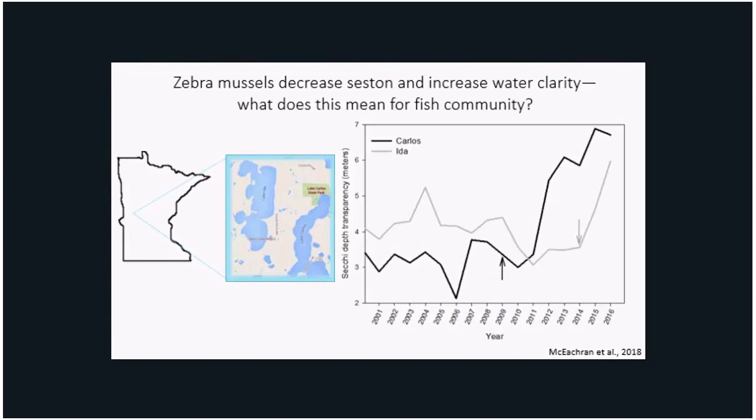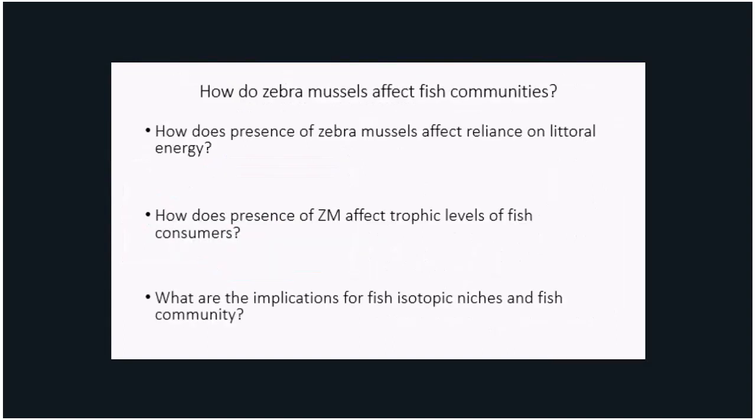So we wanted to know, how do the fish communities in Lake Carlos differ from the fish communities in Lake Ida, which up until the point of the study did not have zebra mussels in it? And as you can see in the graph on the right, the Secchi depth transparency, or the water clarity, greatly increases after the onset of zebra mussels, illustrated by the arrows. But we want to know, what does this mean for the broader fish communities?